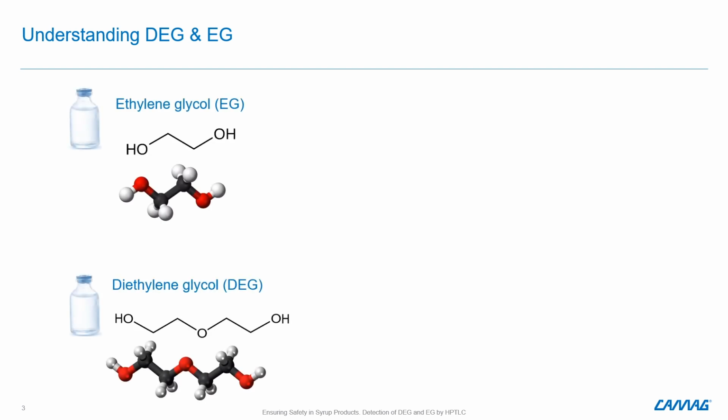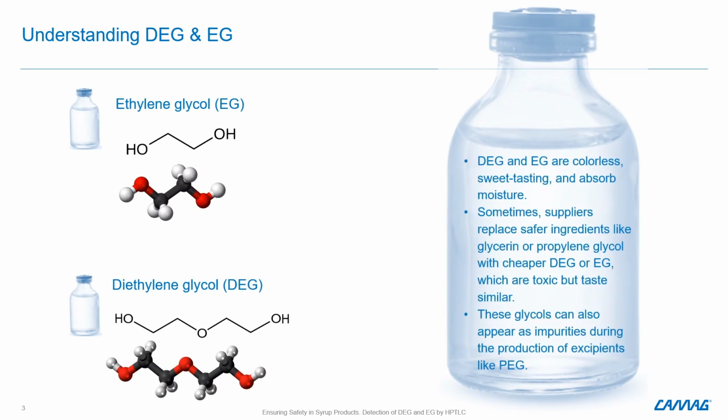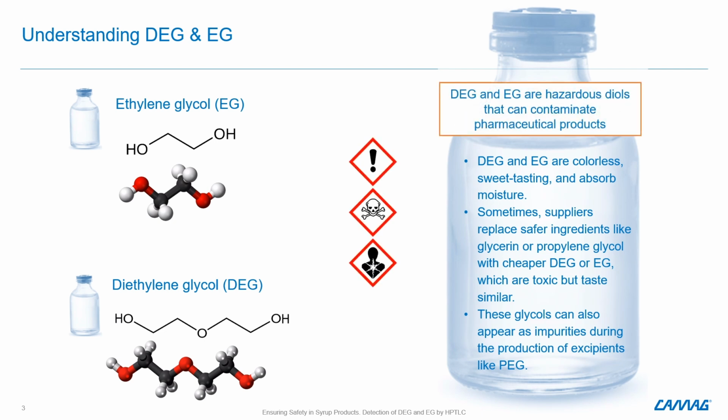Chemically, DEG and EG are diols. They are colorless, sweet-tasting, and absorb moisture, which makes them easy to confuse with glycerin or propylene glycol. Some suppliers may use them to reduce cost, and they may also appear as impurities during excipient production. Both are toxic even at low levels. That's why their detection is critical in finished products, especially in syrup formulation meant for children.